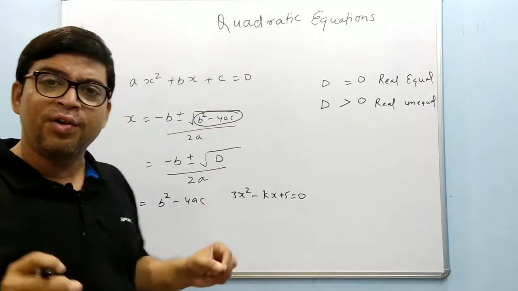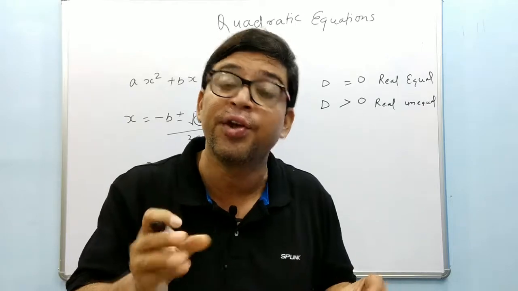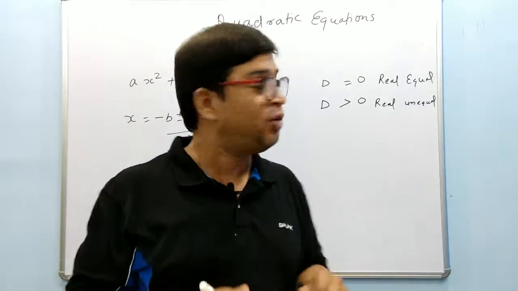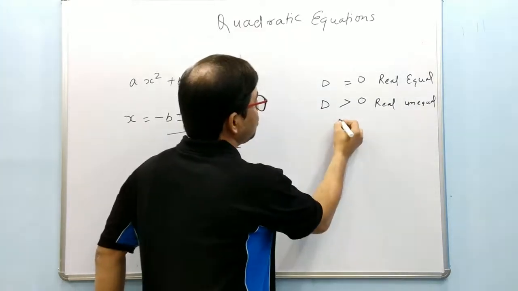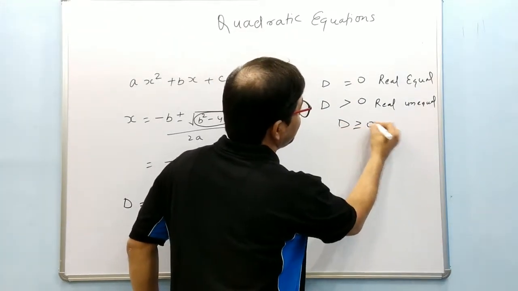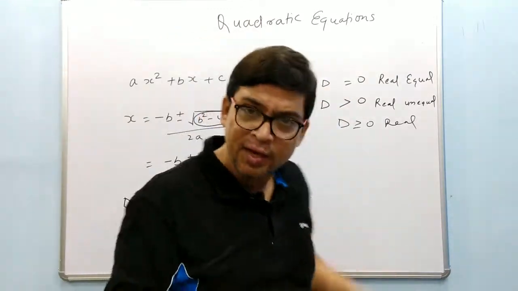So wherever it is given that the roots are real only, what we will do is write D is greater than or equal to 0. Greater than or equal to 0 covers real roots, real of this thing and real of this thing.